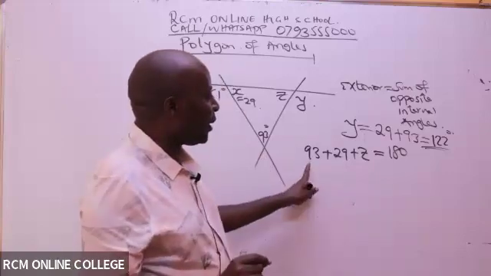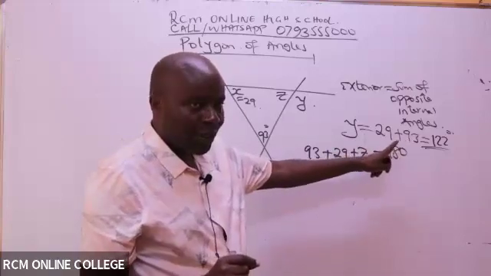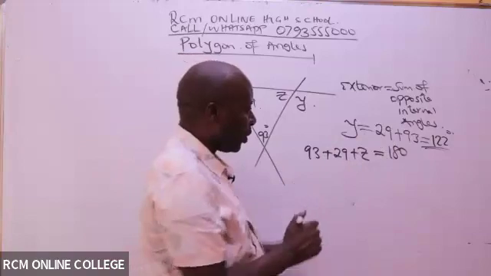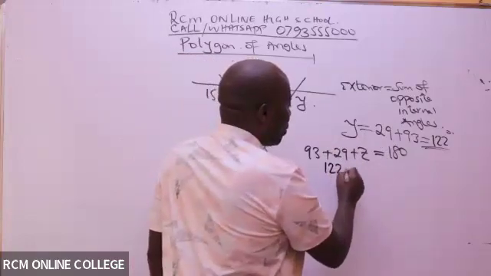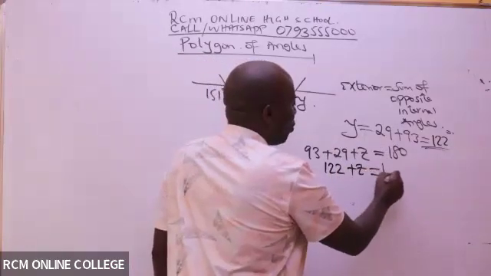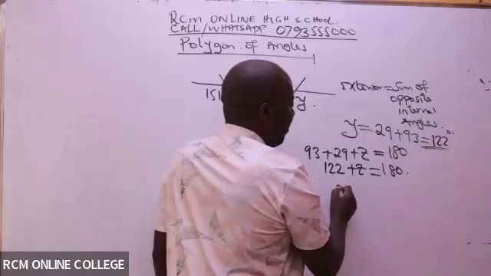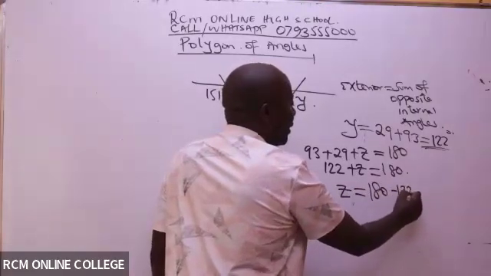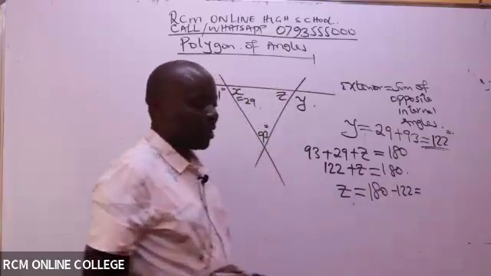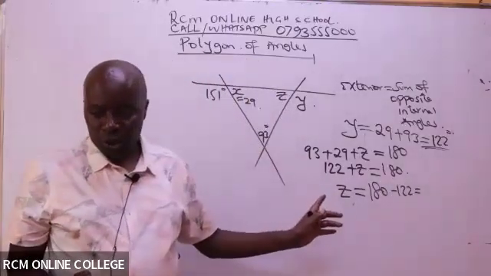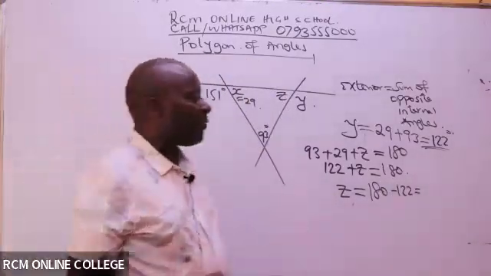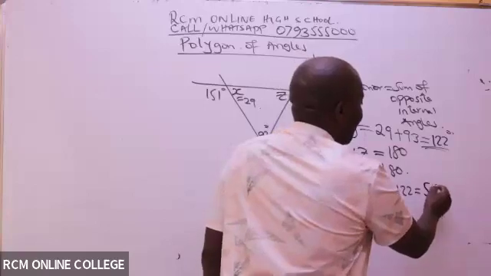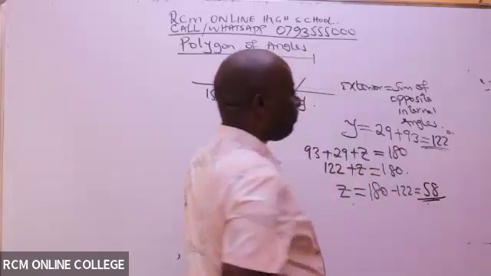Remember, the sum of the three internal angles of a triangle will always add up to 180. So 93 plus 29 is 122. We have here 122 plus Z equals 180. Make Z the subject of the formula. It will be 180 minus 122. So 180 minus 122 gives me 58.